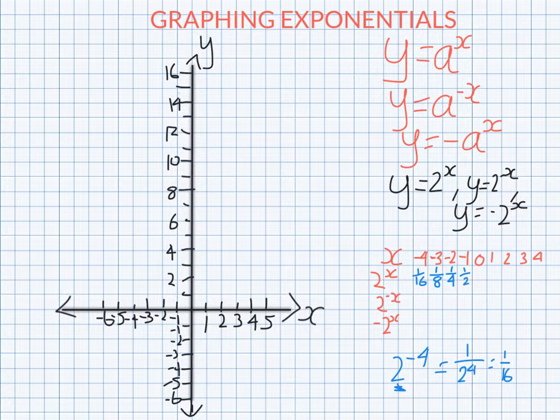You can use your calculators for this. Remember, anything to the power of 0 is not 0, it is 1. 2 to the power of 0 is 1. And then 2 to the power of 1, 2 to the power of 2, 2 to the power of 3, and 2 to the power of 4, which is 16.